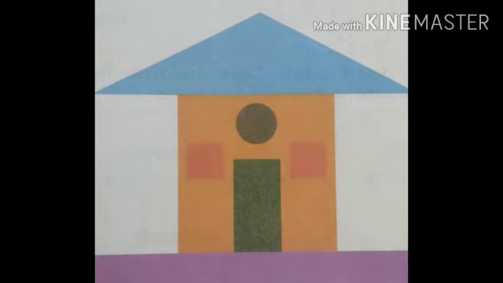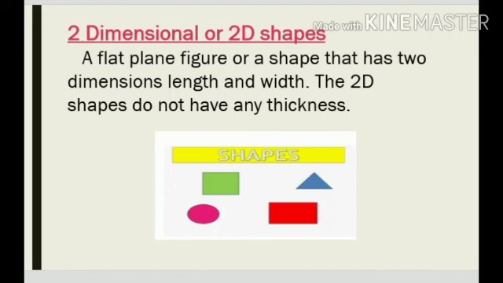Students, look at the picture of the house. Observe the different shapes in the picture. You can see some shapes. These shapes are two-dimensional or 2D shapes. Now what are two-dimensional or 2D shapes? A flat, plain figure or a shape that has two dimensions, length and width, is called a two-dimensional or 2D shape. These shapes do not have any thickness.